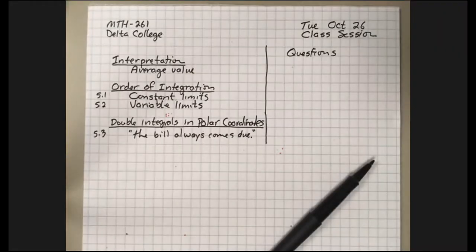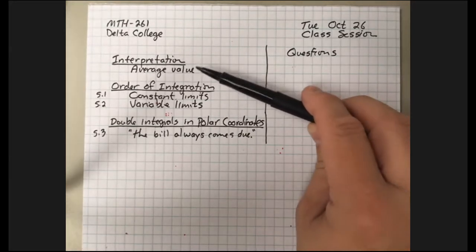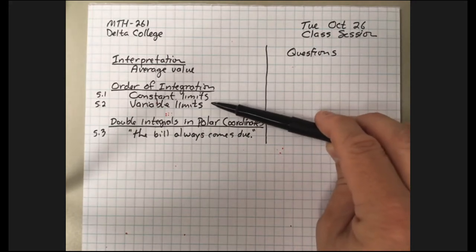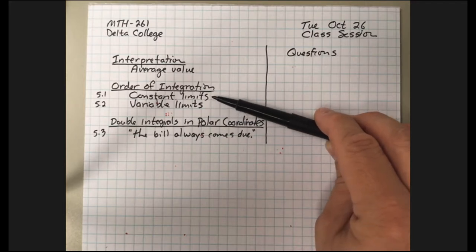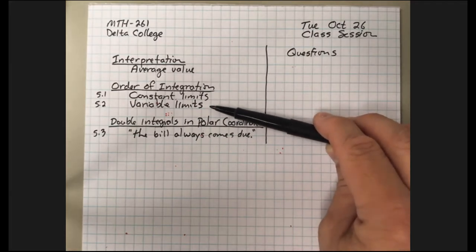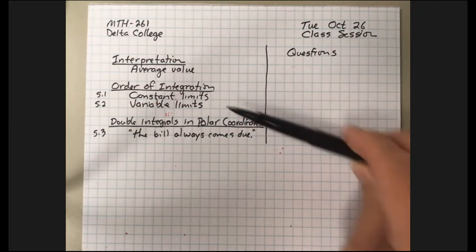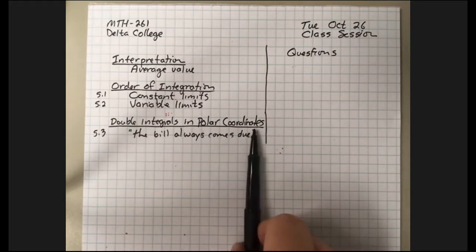Okay, apologize for the mute thing. And now we're back. So I want to show you an interesting application of integration, just an interpretation, a very short interpretation called average value. Then I want to draw analogies between the constant limits of section 5.1 and the variable limits of section 5.2. So sometimes people feel if they have constant limits, the problem is easy, and variable limits, the problem is hard. And that's not the case. Constant limits, you have to be selective too. And then what we're going to talk about near the end of today, double integrals and polar coordinates.